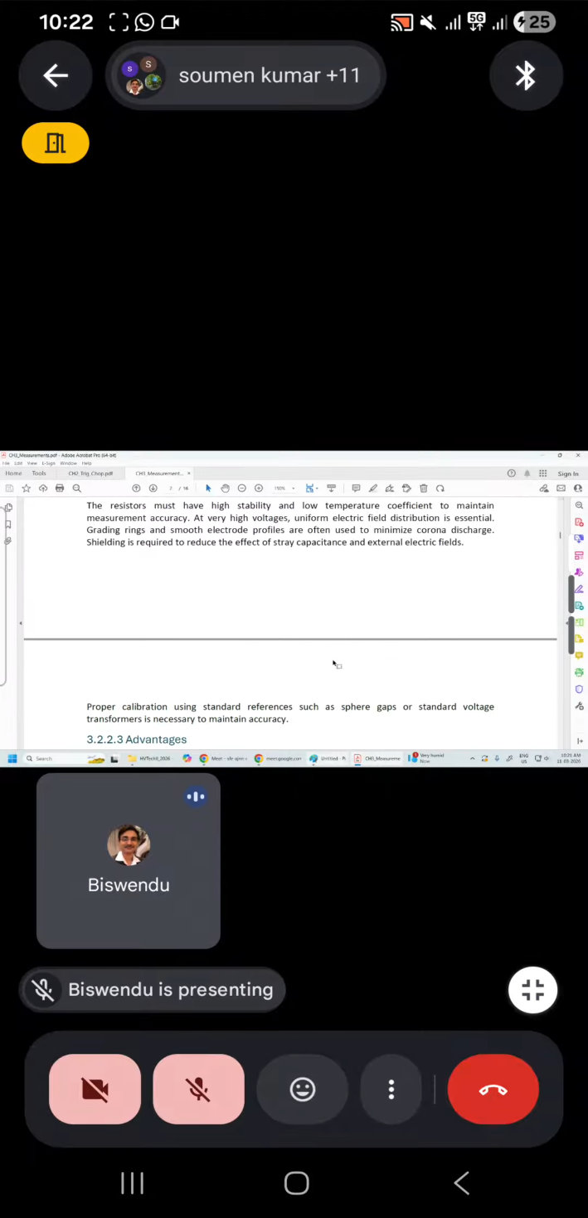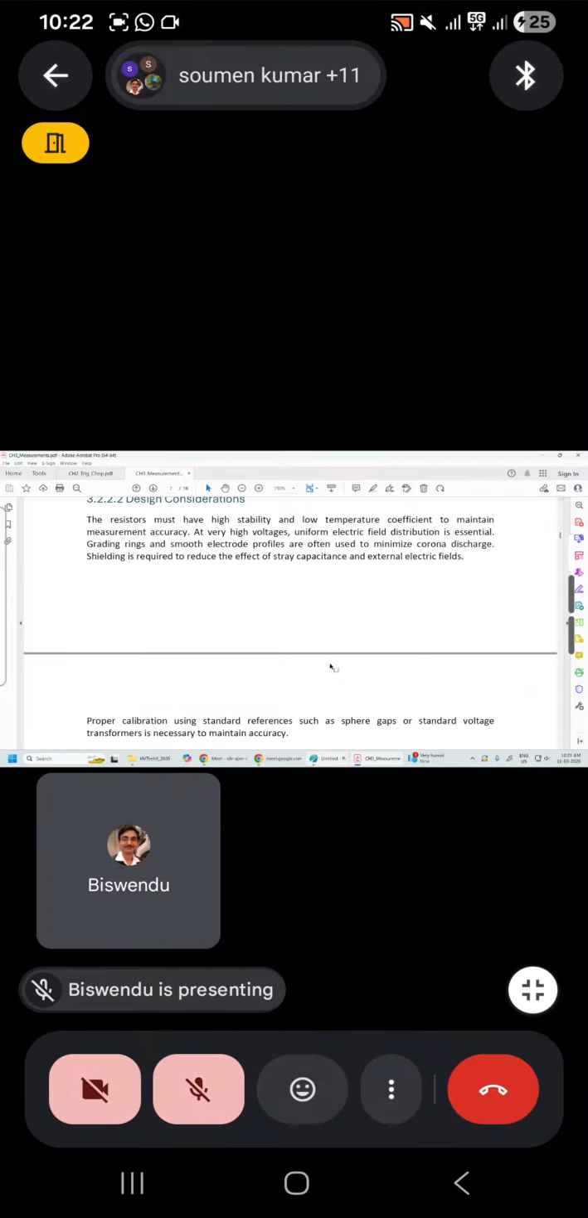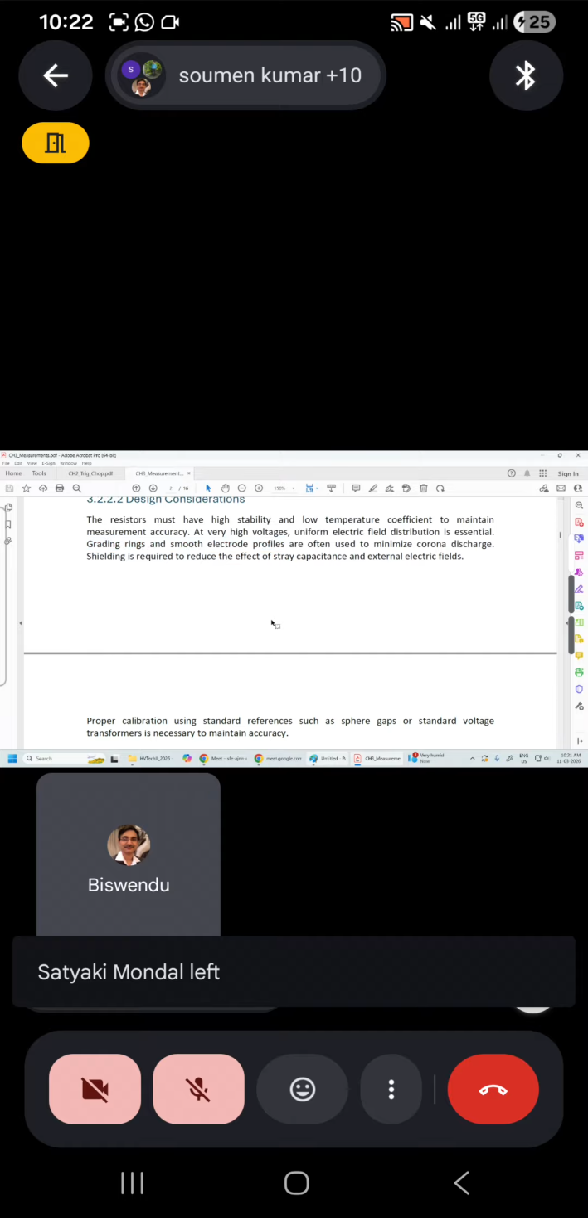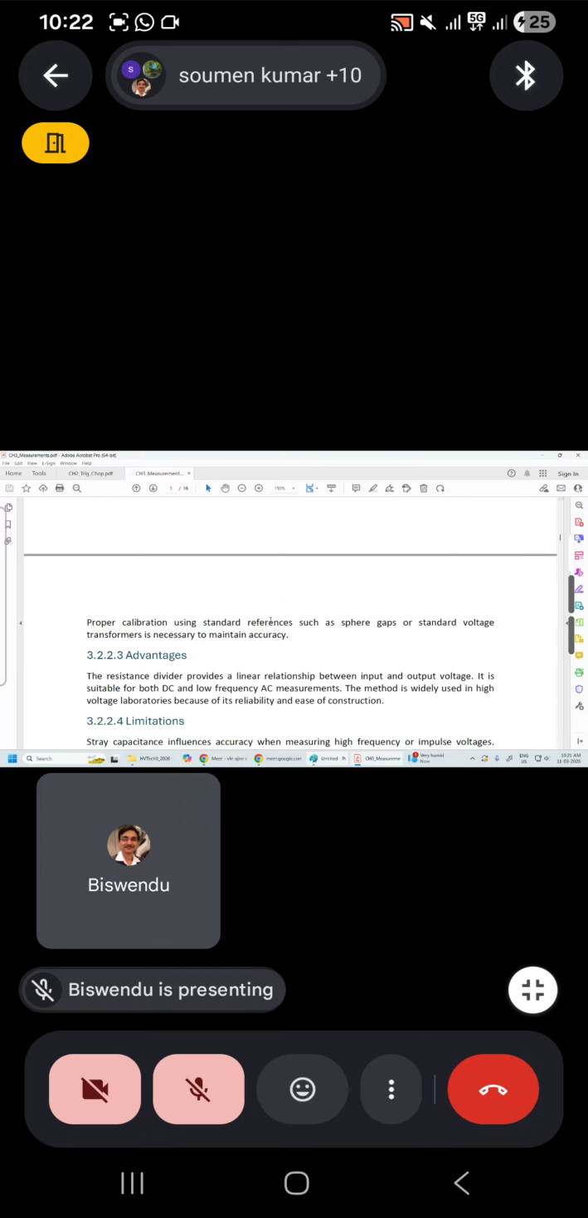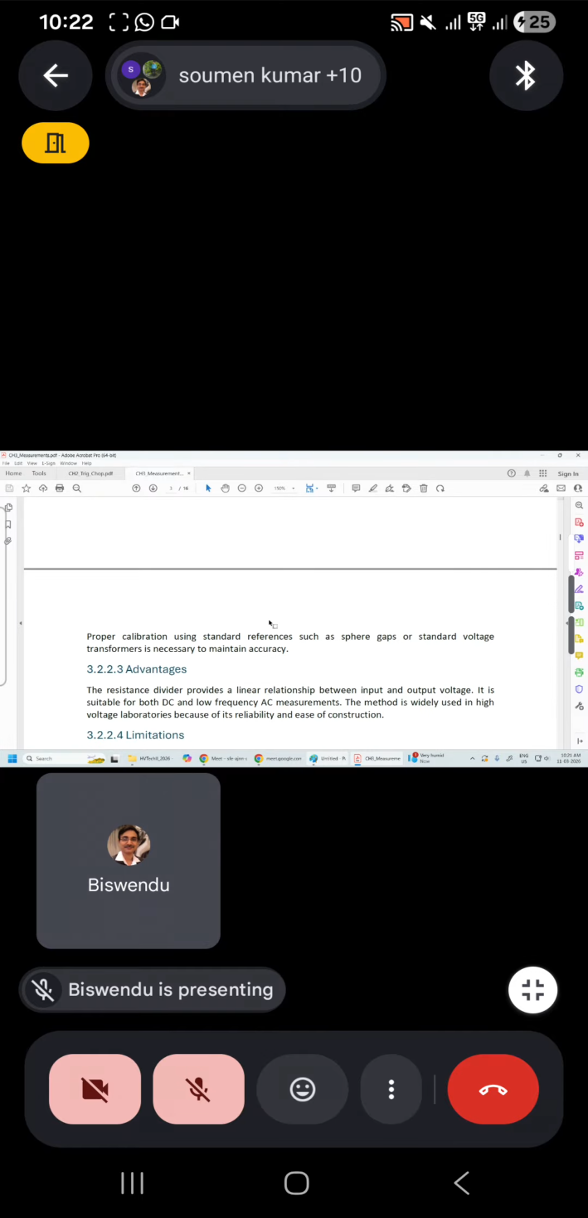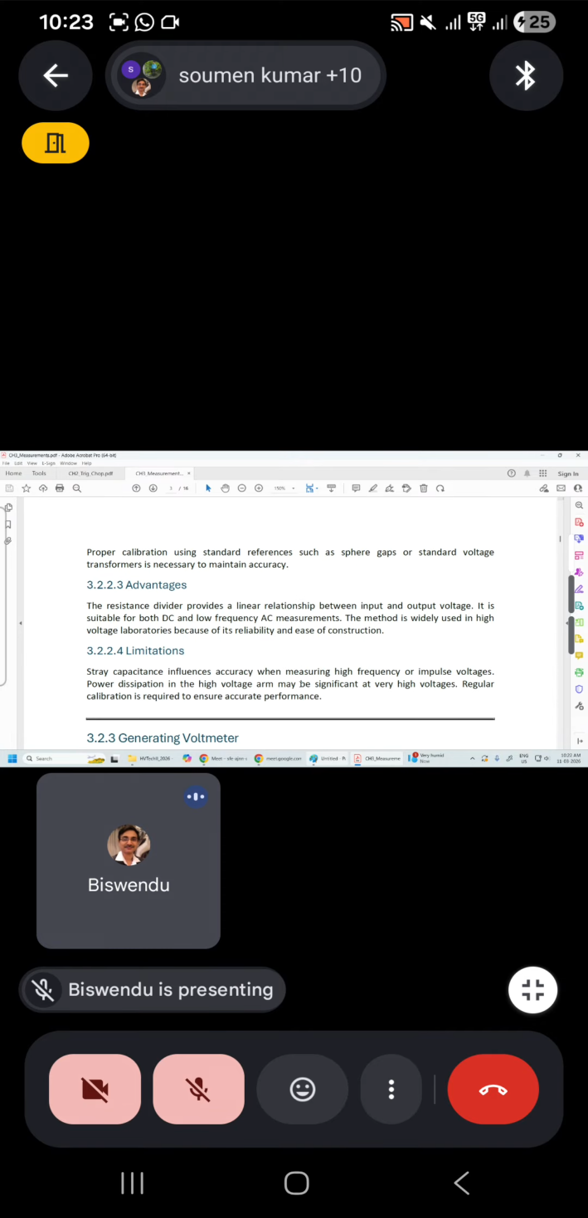There are design considerations. It must have a low temperature coefficient and uniform field distribution is essential. So grading rings and smooth electrode profiles are often used to distribute the potential. Creepage distance is increased so that flashover does not take place. Okay.